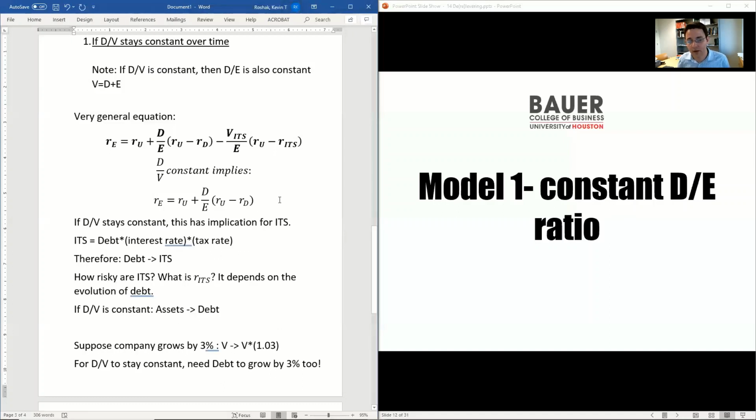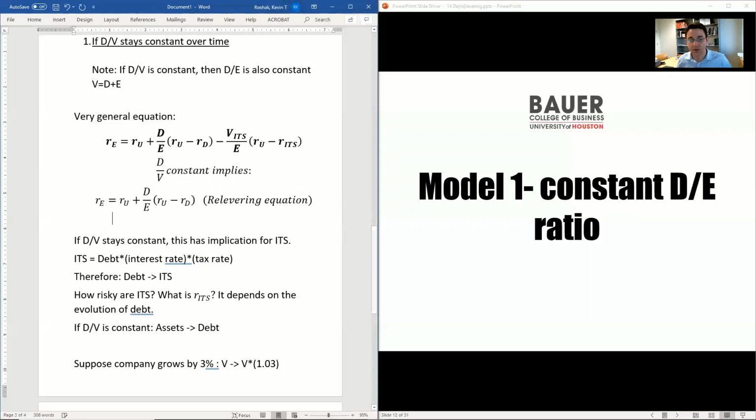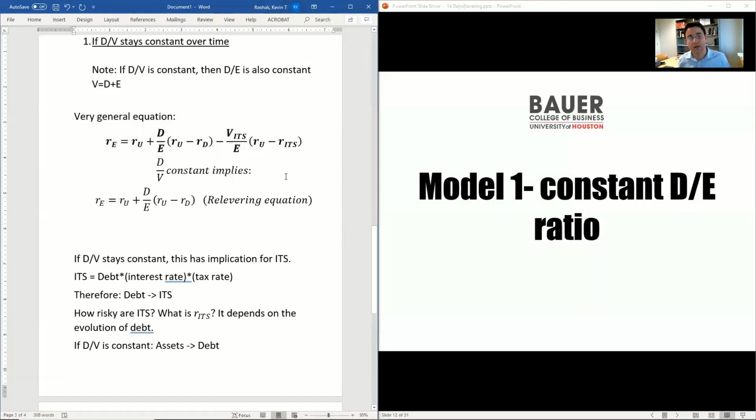This is our relevering equation. We were able to start with a very general equation. We implied some assumptions, we implied something about the capital structure. We said that we're going to have a constant debt to value ratio. That let us simplify our very general equation to something that's going to be workable now.